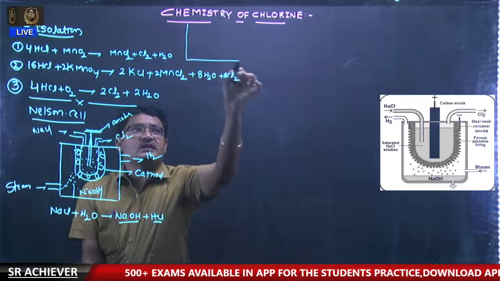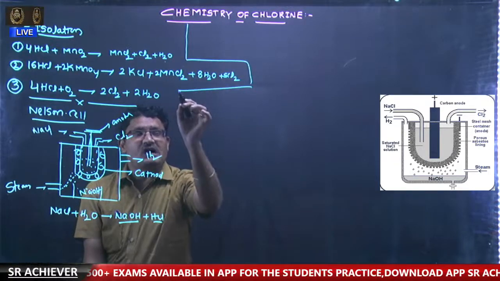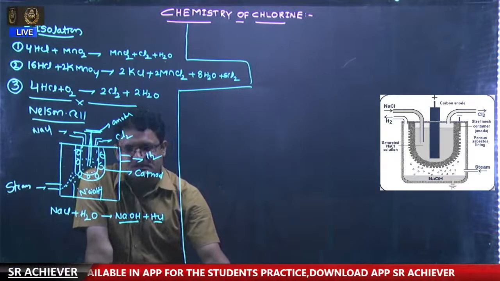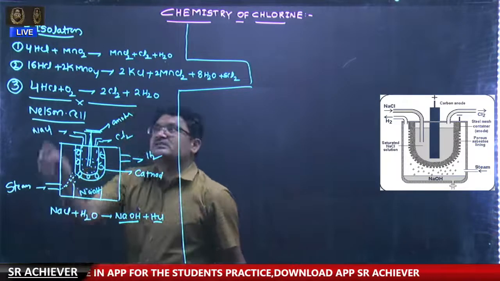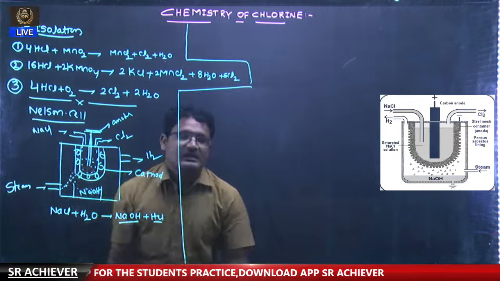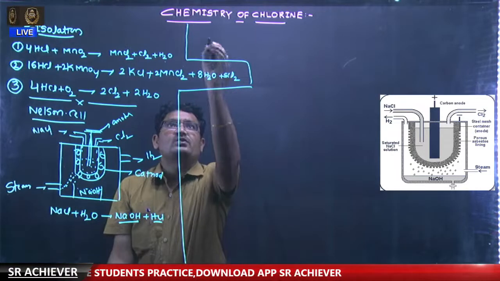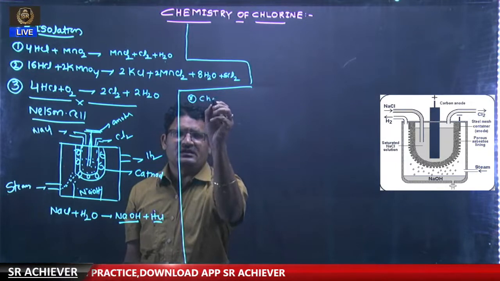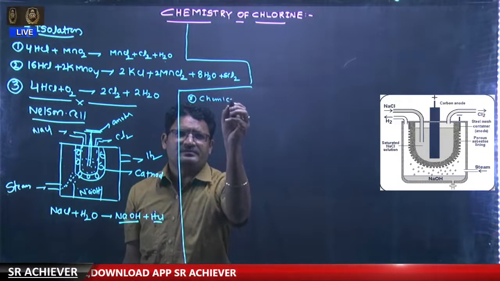These are the preparations of chlorine. Chlorine is also prepared by the Castner-Kellner cell process. So these are the methods of preparation of chlorine. The next topic is the chemical properties of chlorine.